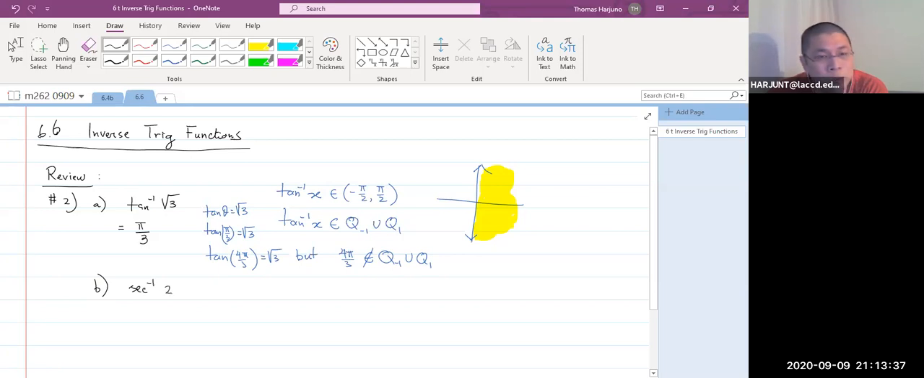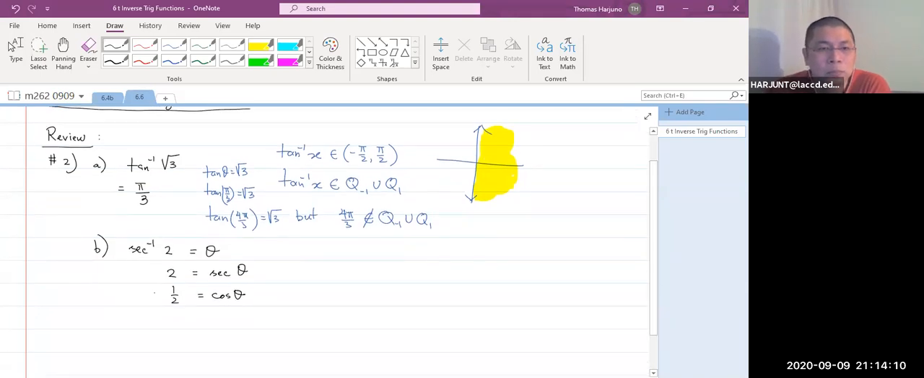Part B, how about secant inverse of 2? Let me call this theta. So secant theta equals 2, right? Okay, so 1/2 equals cosine theta. I do the reciprocal. So cosine inverse of 1/2 equals theta. What will that be? Pi over 3 again.